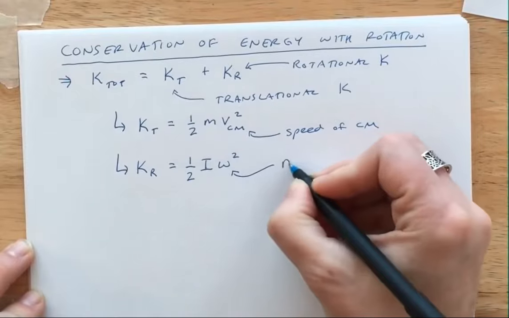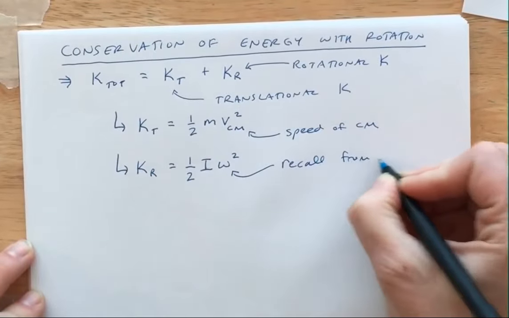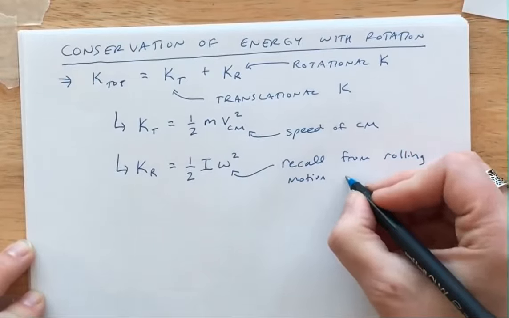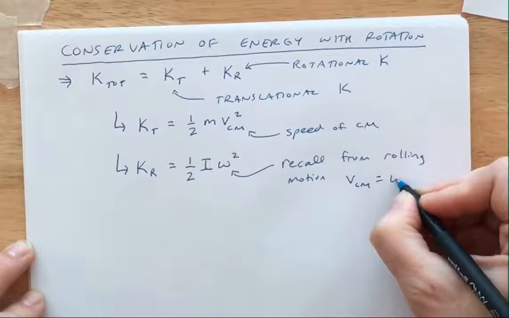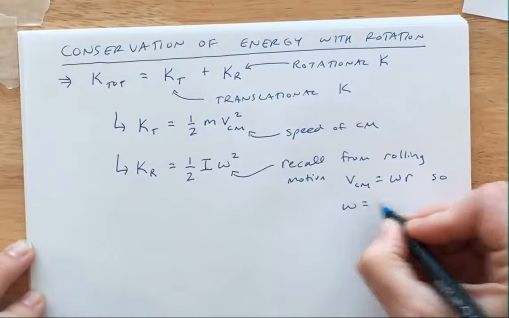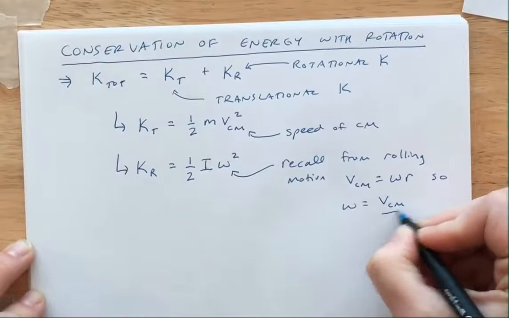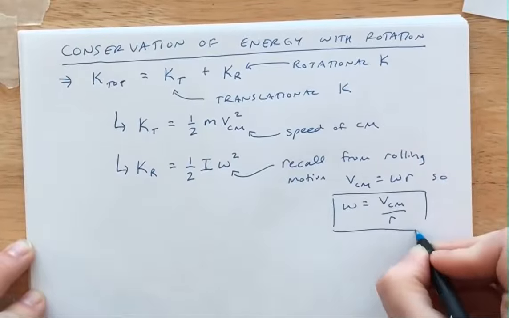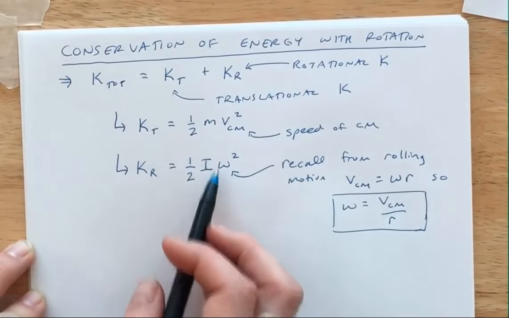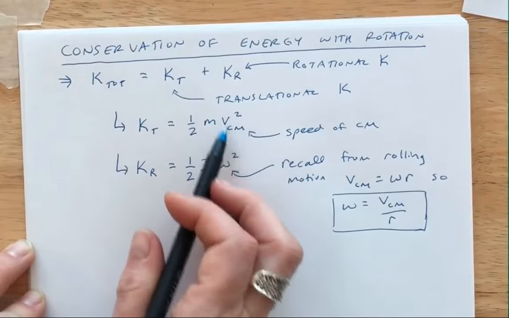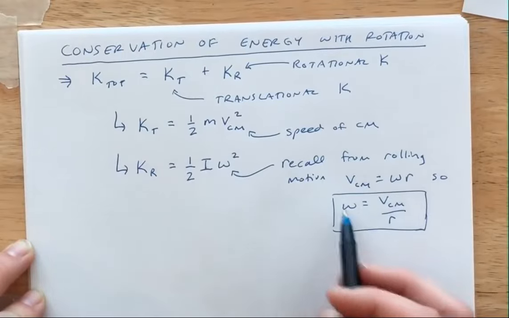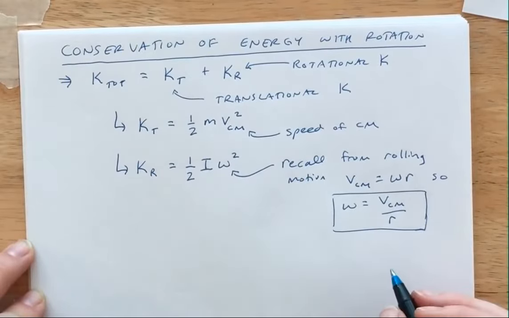And we want to recall from what we just did with rolling motion that we can write V sub cm is equal to omega times r. So we can write omega as the velocity of the center of mass over r. This is an important problem solving thing to remember because it allows you to relate your omega to the speed of the center of mass. And so your KT is related to your KR. That becomes an important result.